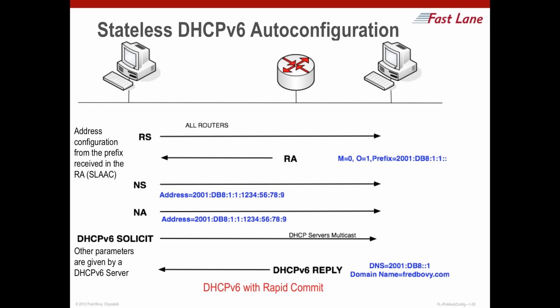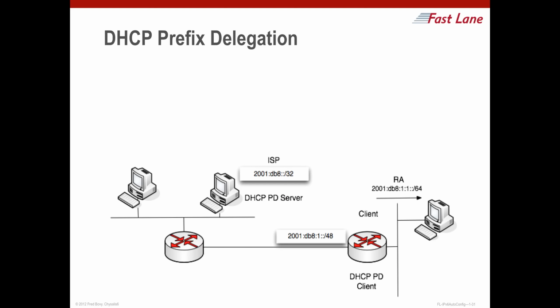In the case of stateless DHCPv6, again, the address is allocated using stateless address autoconfig from the router advertisement, and then DHCP is only used to get some additional information like DNS address, prefixes, whatever. And also, very important, the prefix delegation.